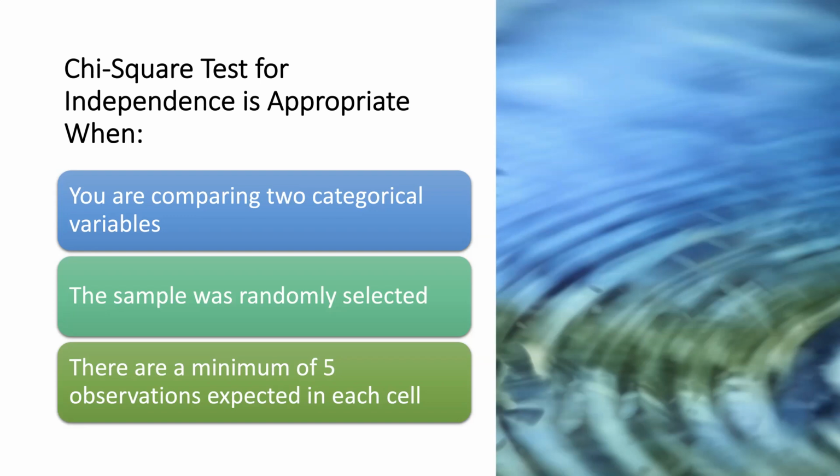So the challenge with this idea is that, of course, truly random sampling is very challenging and not always possible. So there are times where we might use this test, but we have to acknowledge the limitations of not having a random sample. But I'm going to focus on actually doing the test in SPSS and then interpreting it.